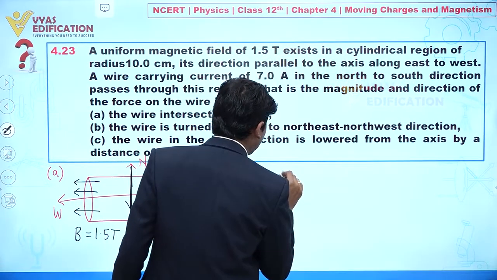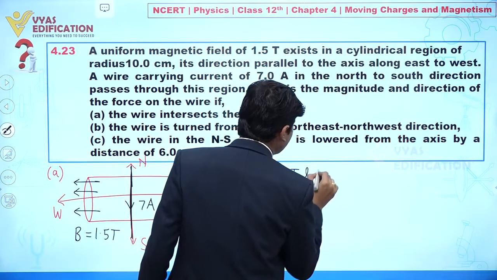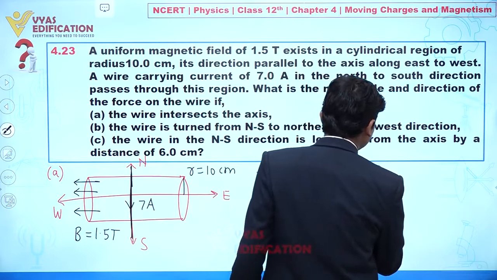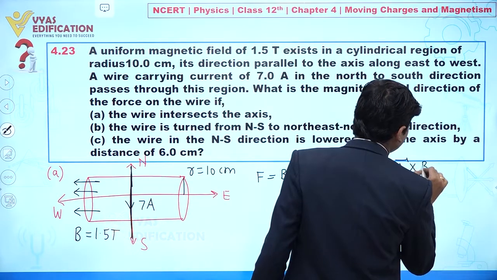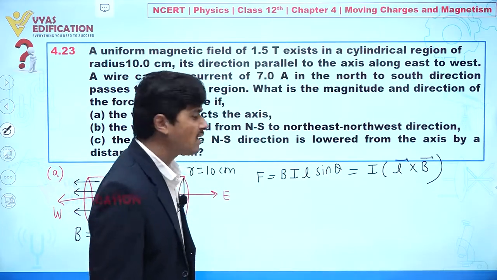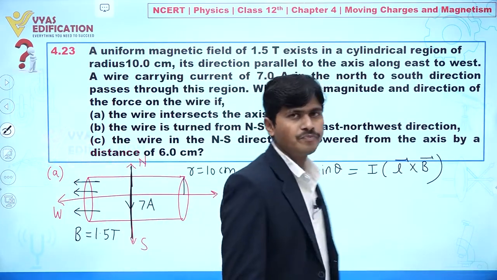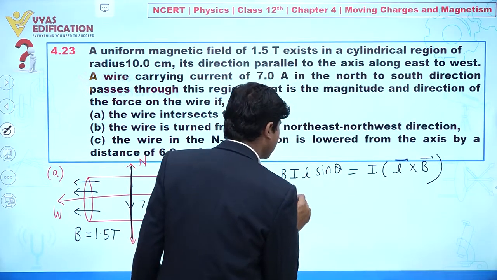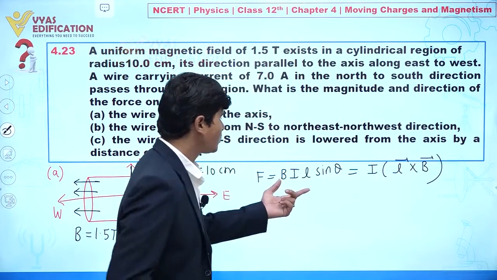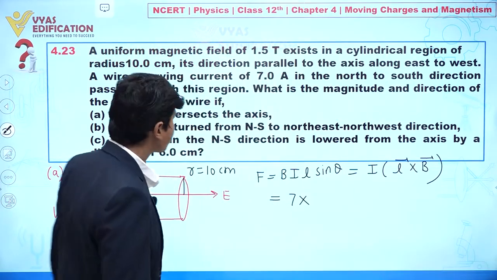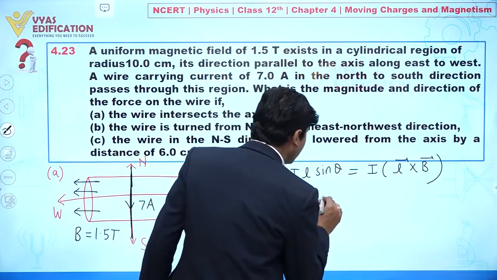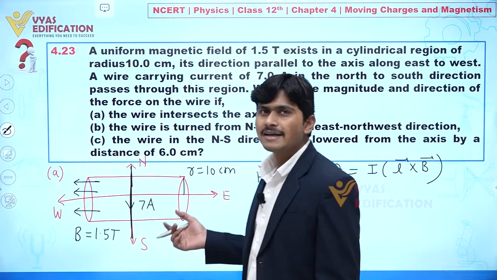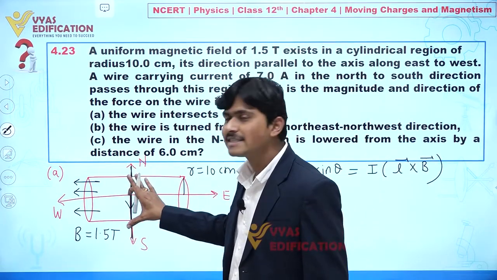So I can say F is given by BIL sine theta. You can also write this as I L cross B. Clear? Now the value of I is given in this question, that is 7 ampere. So you can place the value 7, multiplied by the value of B, which is given as 1.5. Now the important part, what is L? L is the length of the wire that is inside this cylindrical region.